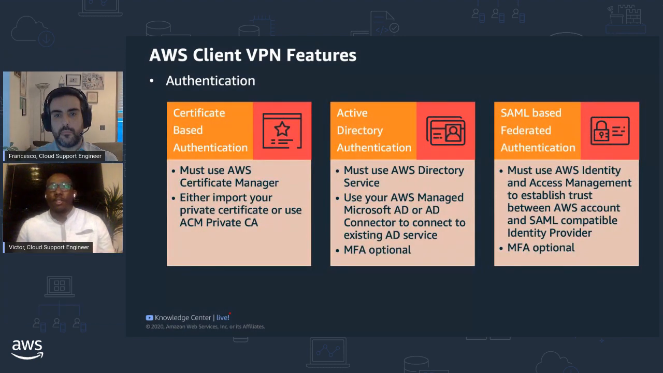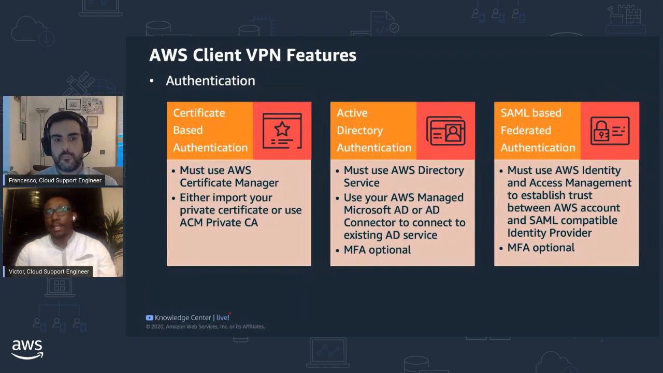Right, so there are different ways that you can authenticate with your client VPN endpoints. There's certificate-based authentication, Active Directory authentication, and SAML-based federated authentication. So with certificate-based authentication, when you're configuring your client VPN endpoints, you provide a server certificate that has to be provisioned with the AWS Certificate Manager service, right? And you can import your private certificate to ACM. You can use the ACM private CA feature. You can use any of these when you provision the certificates on the AWS Certificate Manager service.